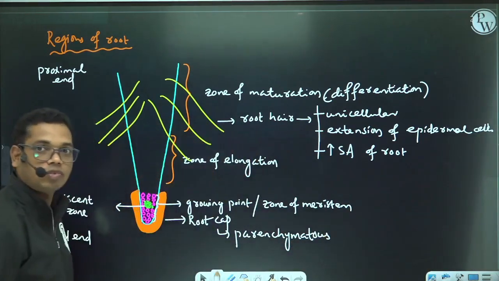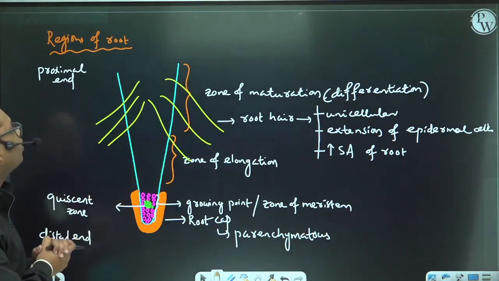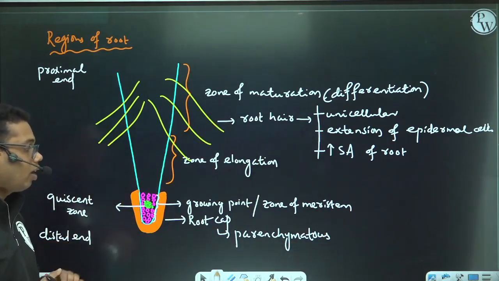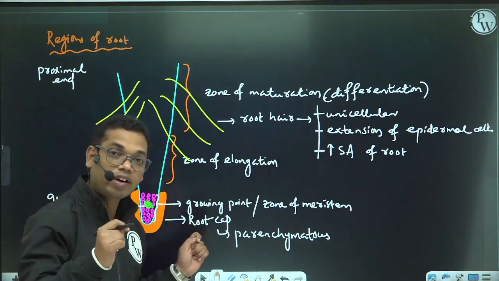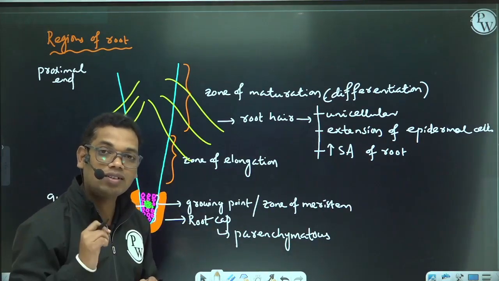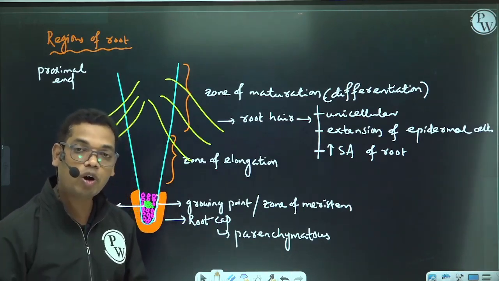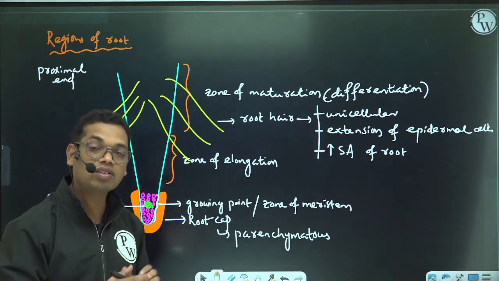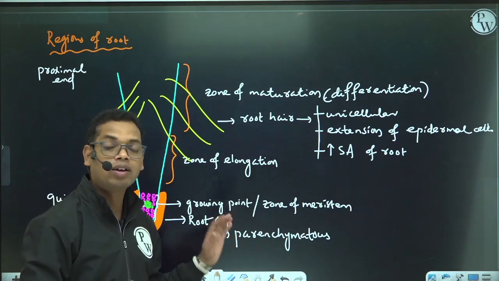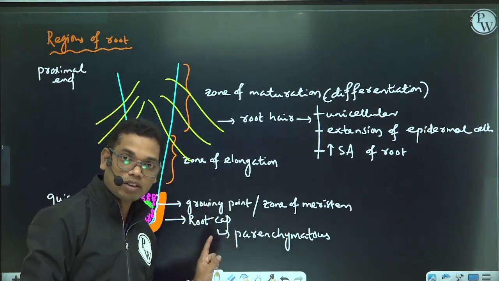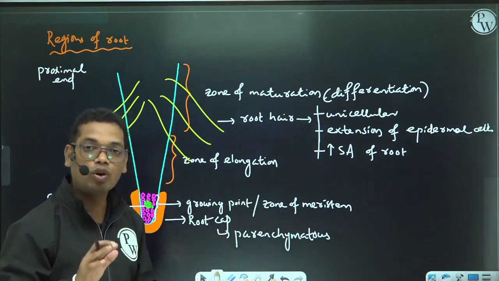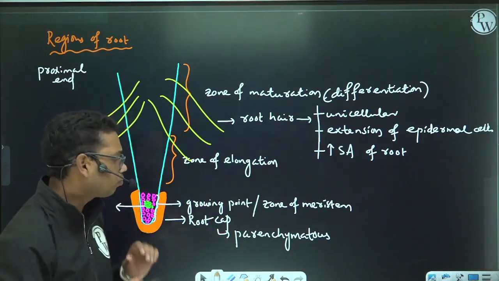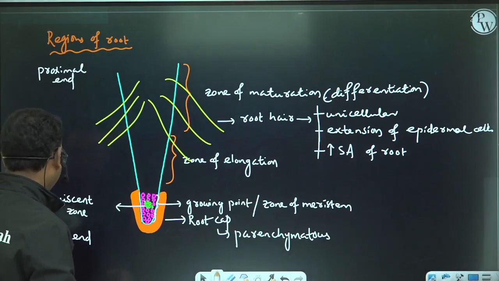So this is about the different zones, and I have already mentioned, but let me repeat that point. In case of hydrophytes, root cap is absent. Instead, it will have root pockets. And what is the difference between root cap and root pocket? If the root cap gets damaged, a new root cap will be formed, but once the root pocket gets damaged, no root pocket will be formed. So this is one difference.